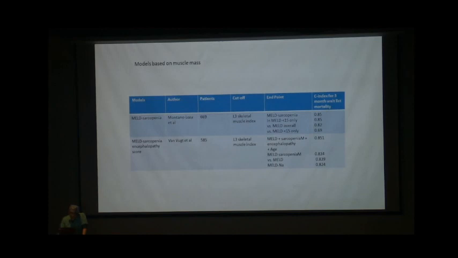So subsequently, models were proposed based on muscle mass, that is MELD-sarcopenia, and next the MELD-sarcopenia encephalopathy score. Both these cutoffs take the L3 skeletal muscle index, which is assessed on CT. But the disadvantages of CT are radiation exposure, cost, access, and reproducibility.